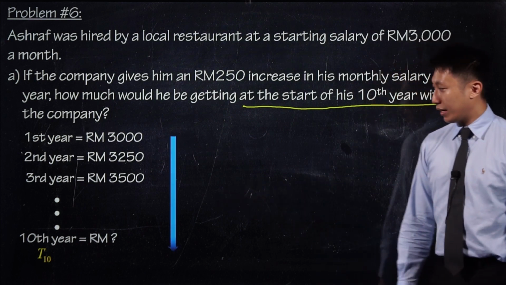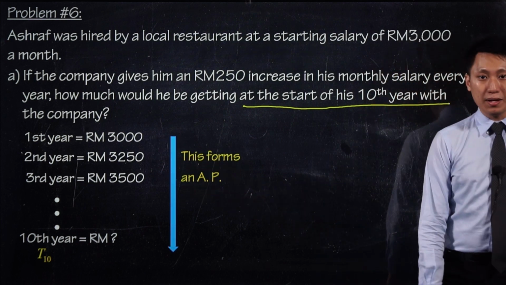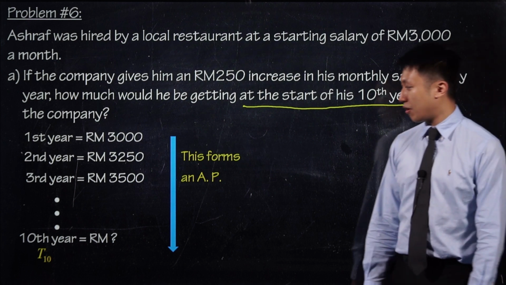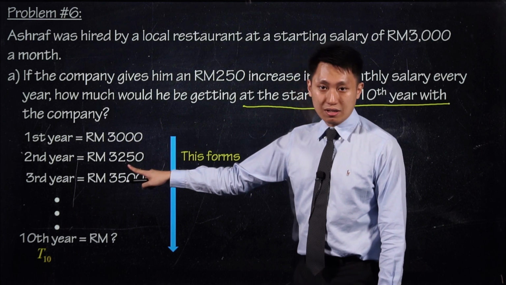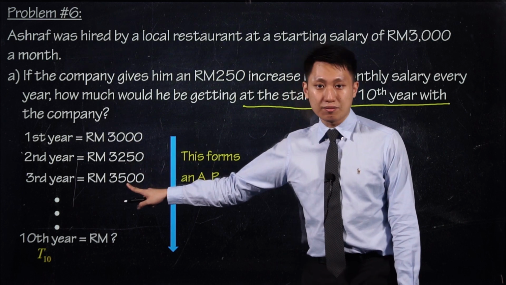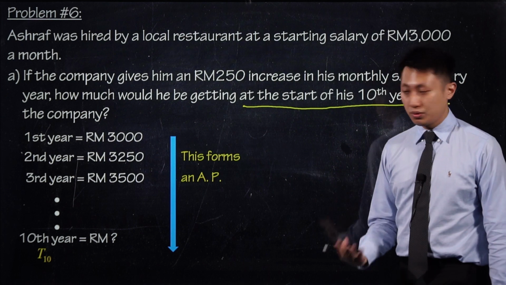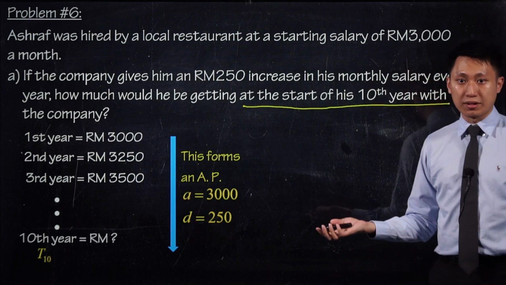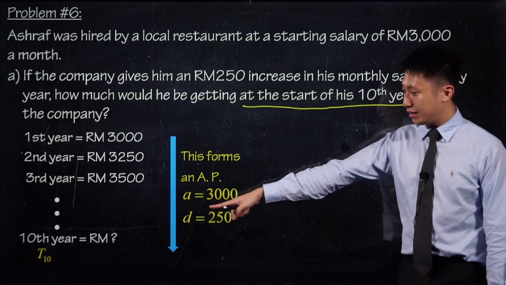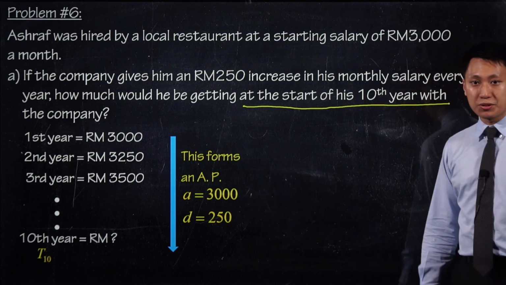Okay, so this one will form an AP. Do you see that? This one forms an AP: 3,000, 3,250, 3,500 and so on. So you can tell the A is 3,000 and the D is 250. Now you want to find T10. Very simple, substituting the formula.